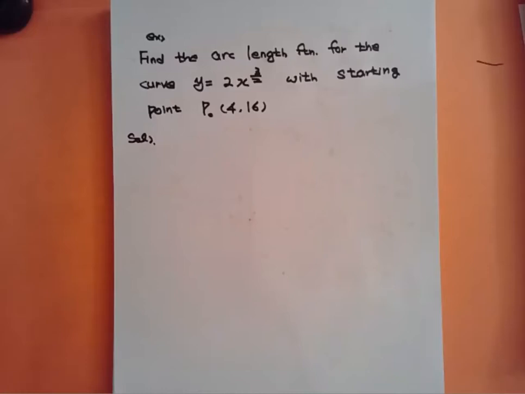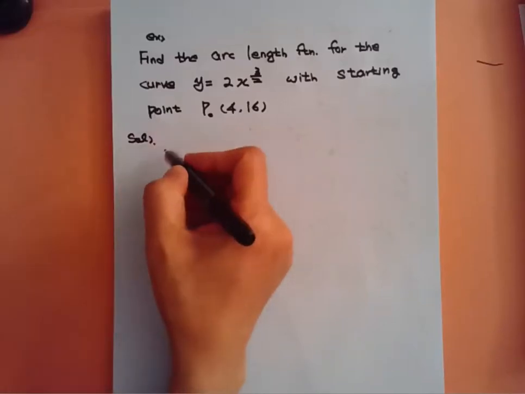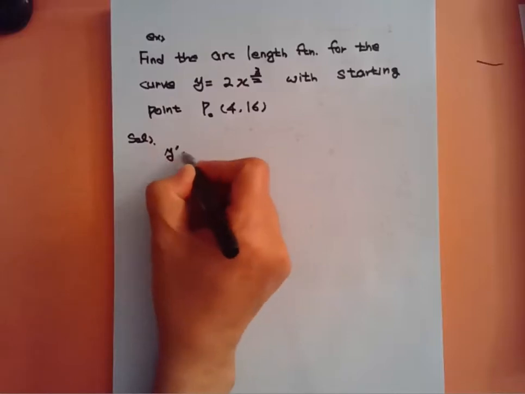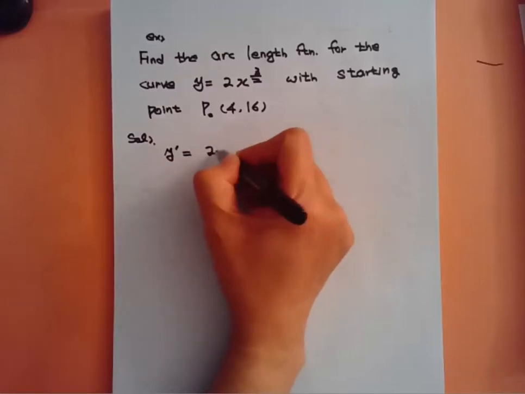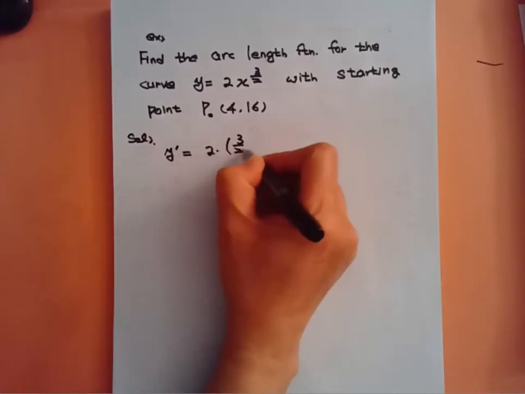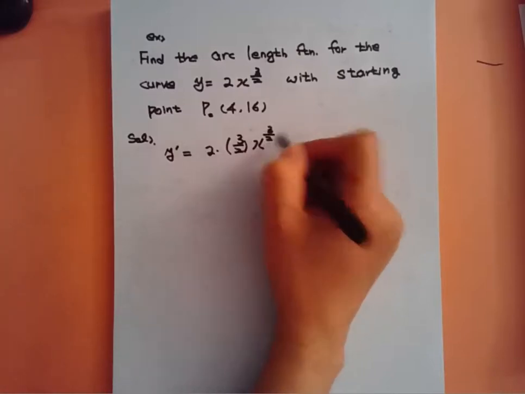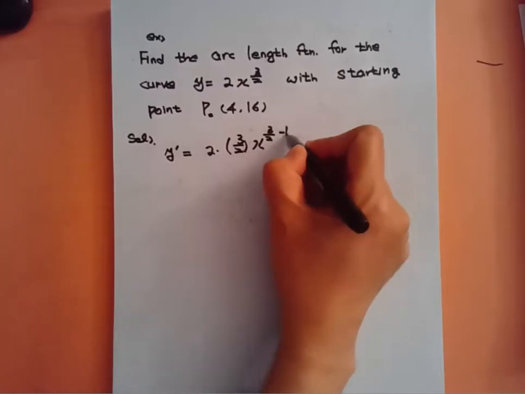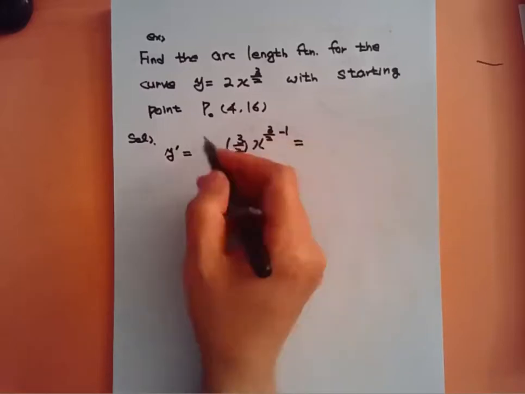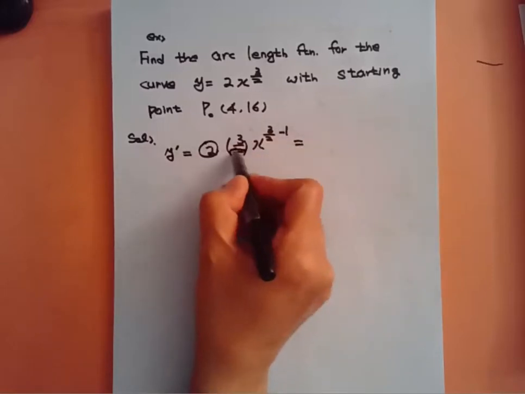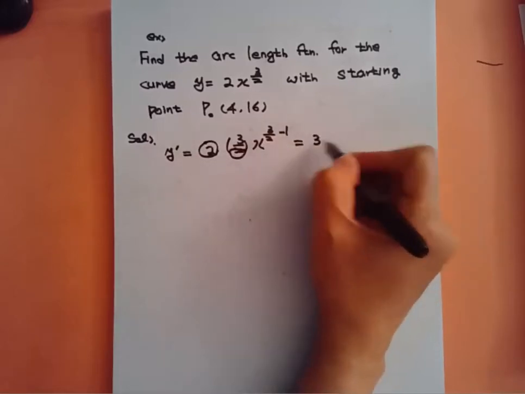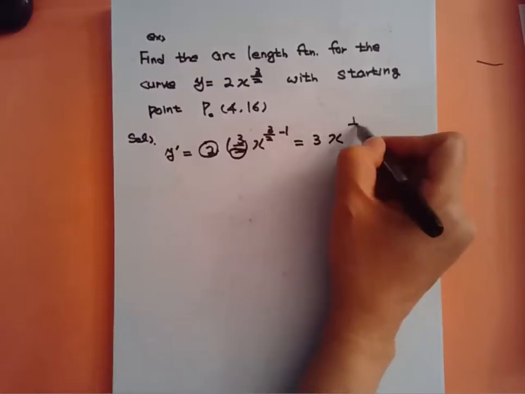Since we will follow the formula, what we have to calculate first will be y prime. So y prime is 2 times 3 over 2 times x to the 3 over 2 minus 1. So these two will cancel each other. And so that is 3 times x to the 1 over 2.